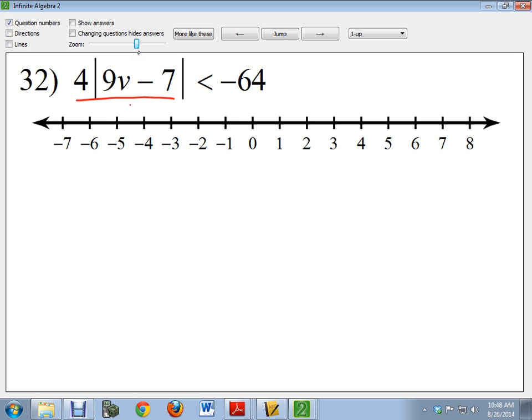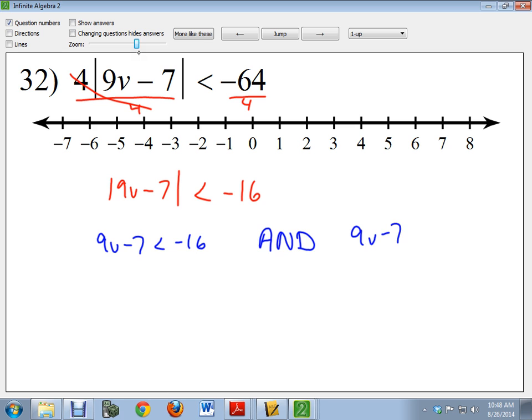First thing you should always do is get the absolute value alone. Bam, it's alone. I divide by 4. Absolute value of 9v minus 7 less than, we don't change the sign there, and 64 divided by 4 is 16, negative 16. So this is my equation. And if I haven't realized yet that that negative 16 is going to give me a special case, we could go ahead and solve this. 9v minus 7 is less than negative 16, and 9v minus 7 is greater than a positive 16.